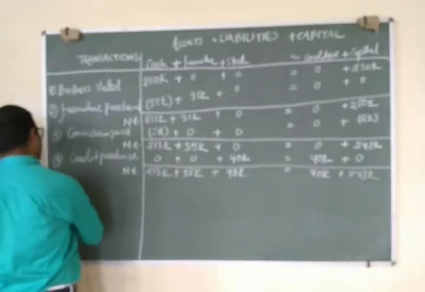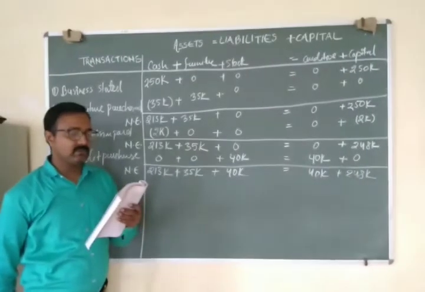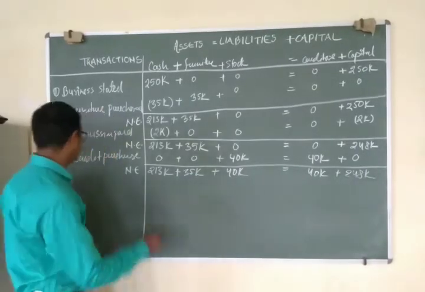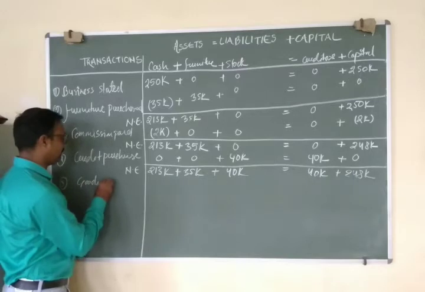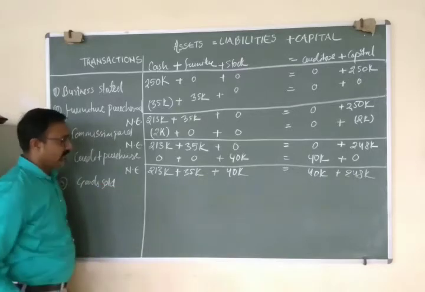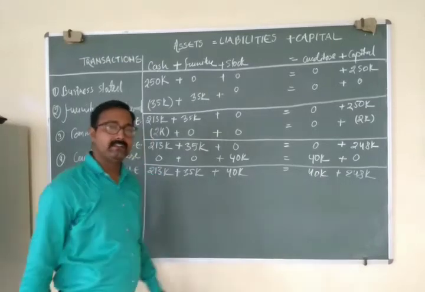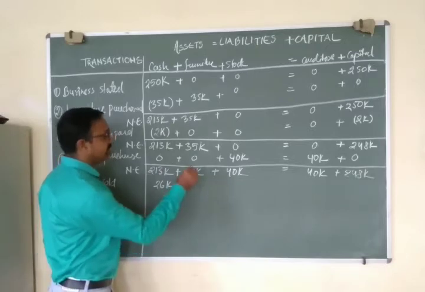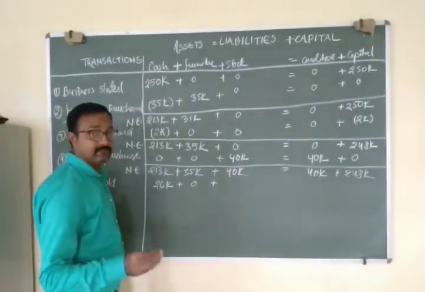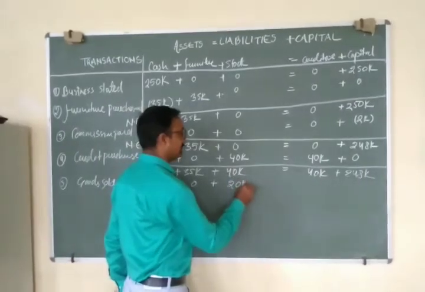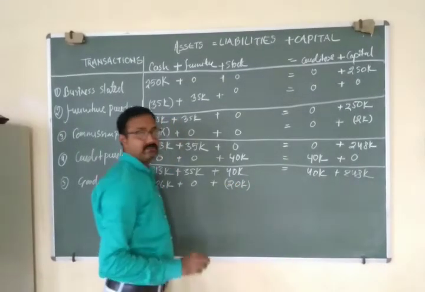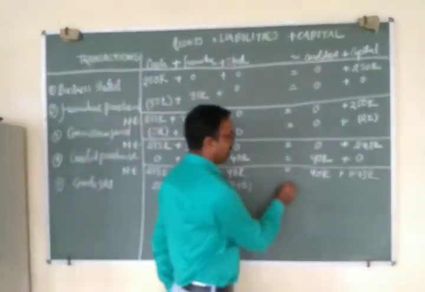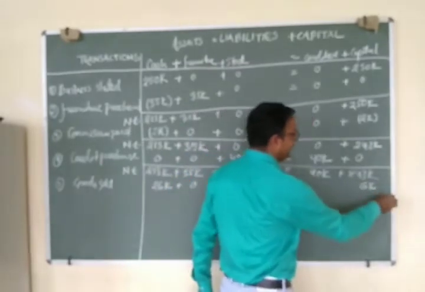So next, the fifth and last transaction of this question: he sold goods for 26,000 and the cost price was 20,000. So we have sold goods for cash, and after the selling of goods we are receiving 26,000. So it will increase our cash and there is no change in the furniture, but it will decrease our stock by 20,000 because the cost of the sold goods was 20,000. And in this transaction, we are getting a profit worth rupees 6,000 and it will increase our capital.